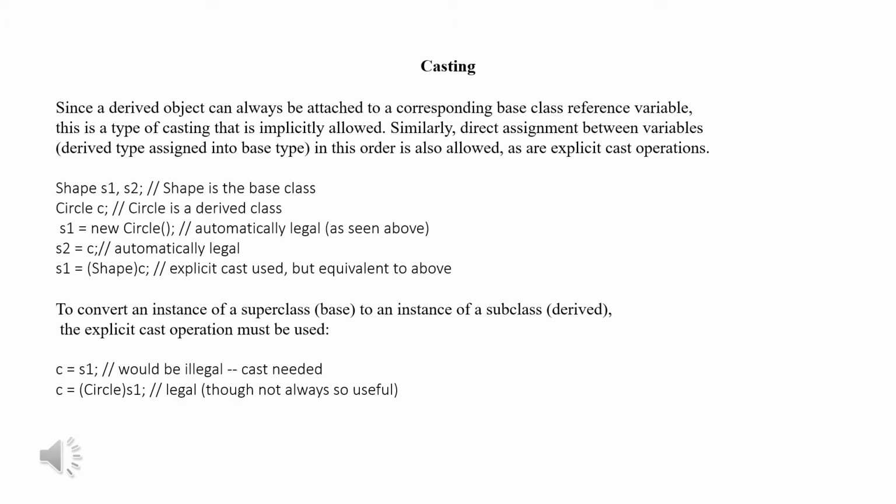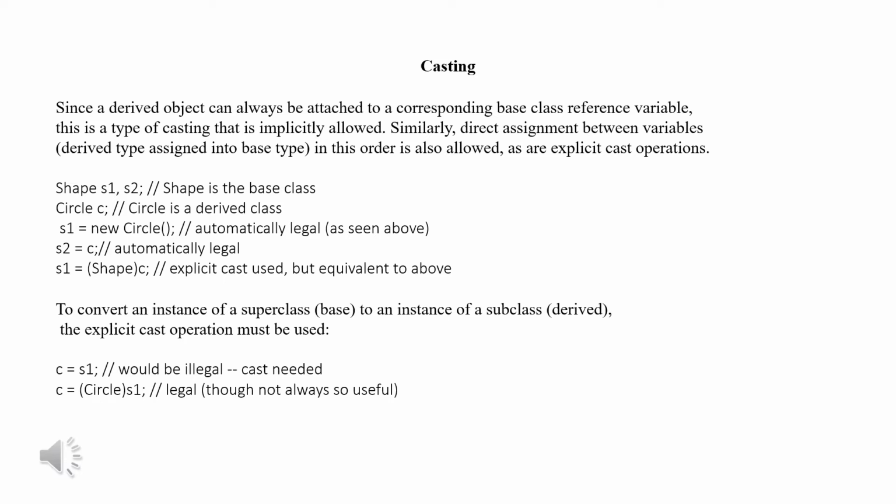So let's see what is casting. Since a derived object can always be attached to a corresponding base class reference variable, this is a type of casting that is implicitly allowed. Similarly, direct assignment between variables in this order is also allowed, as are explicit cast operations.